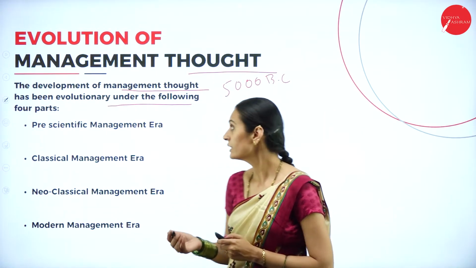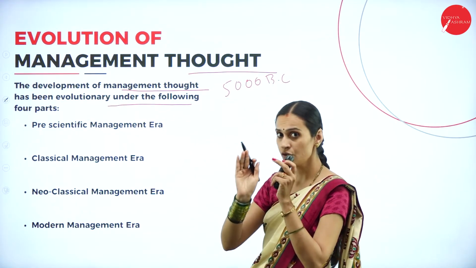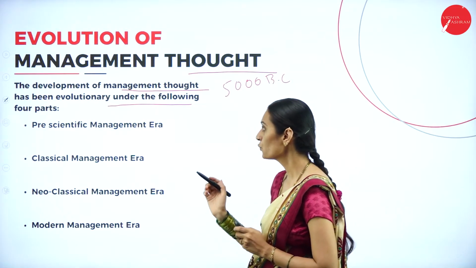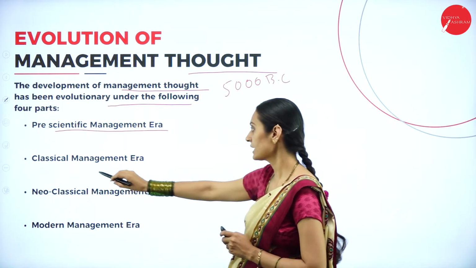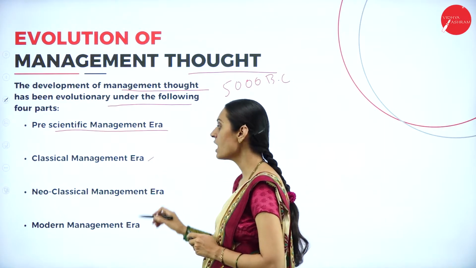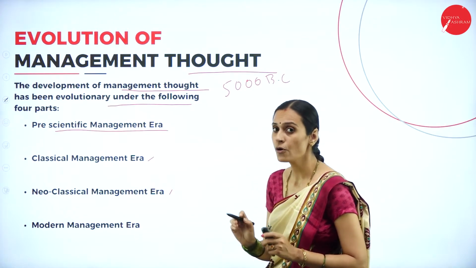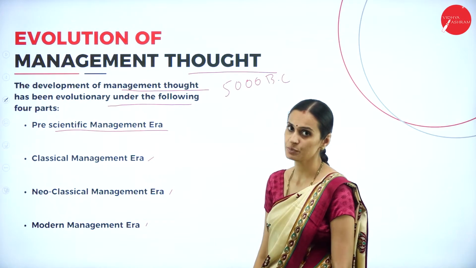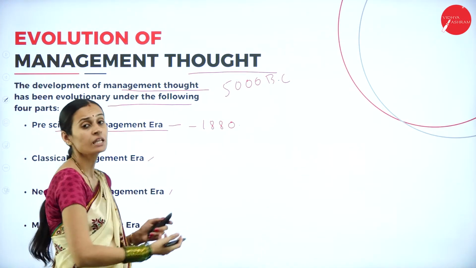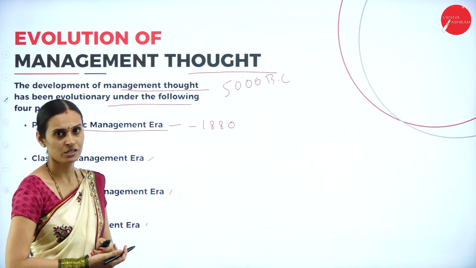Dear students, here the thought has evolved under the following four important parts. One is the pre-scientific management era, second is the classical management era, third is the neoclassical management era, and the last one is the modern management era. Yes, the pre-scientific management era. During this period, valuable contributions were made by church and military organizations.